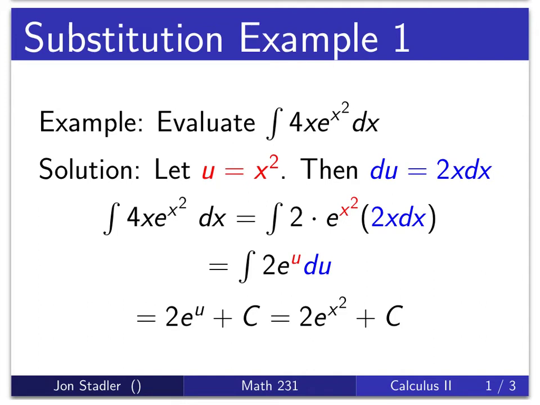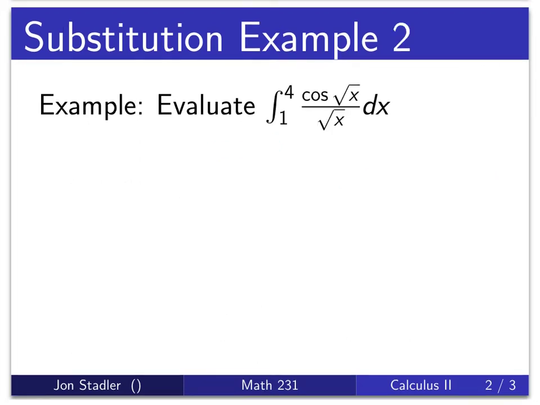Our second example is going to involve what happens when we have a definite integral. So here we have the integral from 1 to 4 of the cosine of the square root of x over the square root of x. Now we don't really have much choice here in terms of what we're going to let u be equal to. It's going to be the square root of x, but where do I see its derivative? Well, remember that the derivative of the square root of x involves 1 over the square root of x. So I'm going to let u be equal to that square root of x.